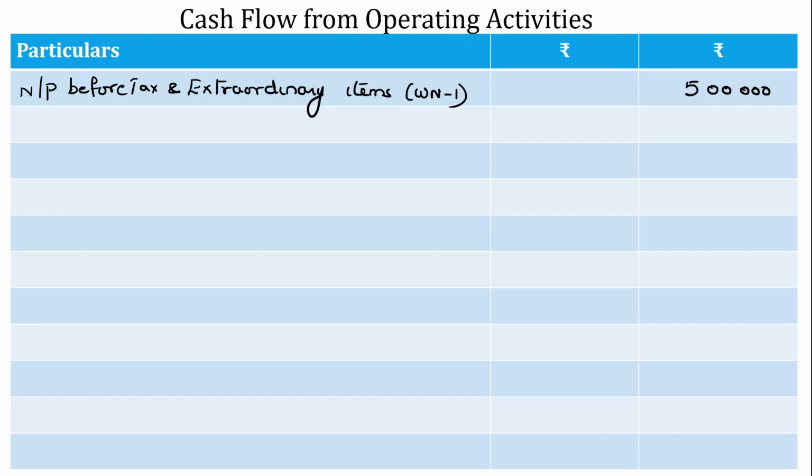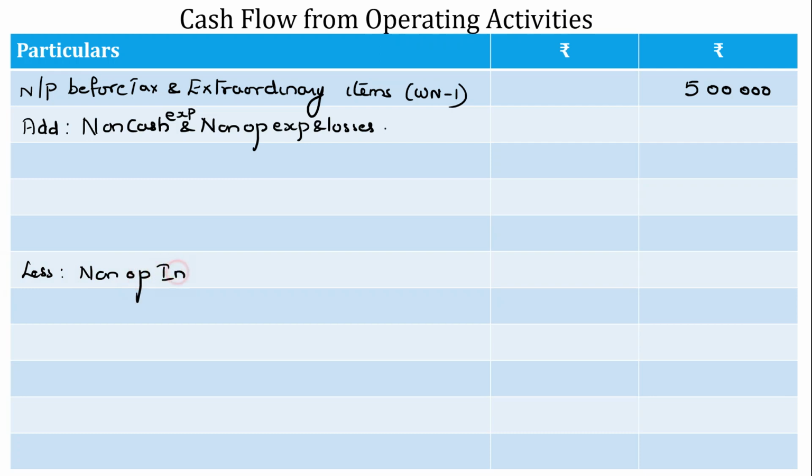With this, we would be adding and subtracting certain items. What do we add? We add non-cash and non-operating items. So non-cash expense, non-operating expenses and losses, if any, are added, and there would be subtraction of any non-operating incomes or gains. So I'll leave around 3 lines and I will write this for non-operating income or gains.